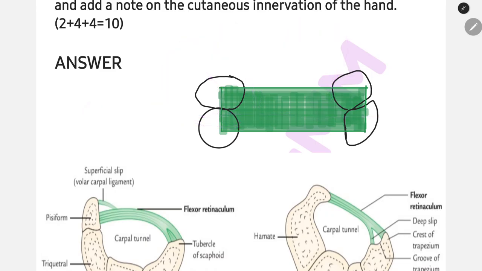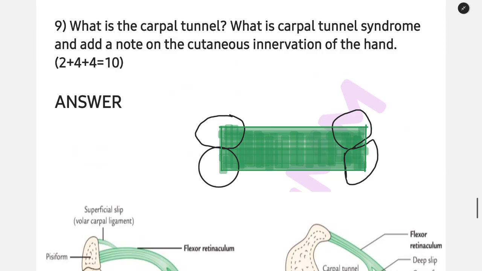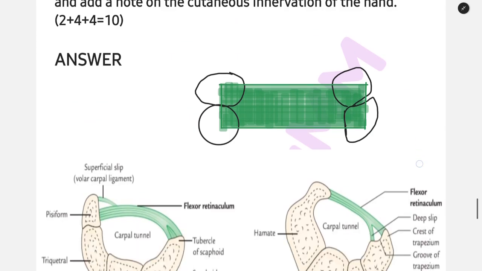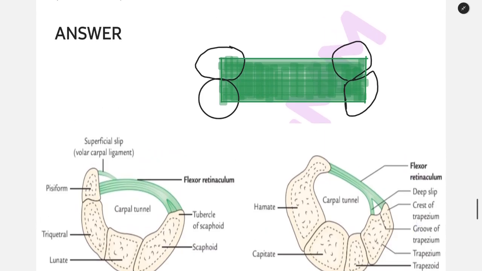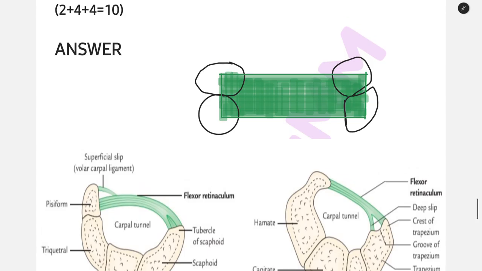You cannot do the opposition movement, and there is no abduction or flexion, because flexor pollicis brevis and abductor pollicis brevis are supplied by median nerve. So you cannot do flexion, you cannot do abduction, and you cannot do opposition, but adduction is spared. Adduction is spared because it is supplied by ulnar nerve, and there is no pointing index finger.